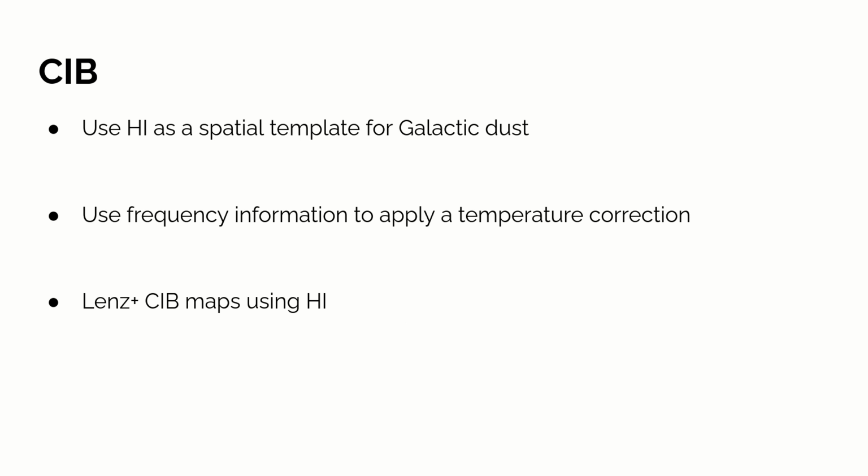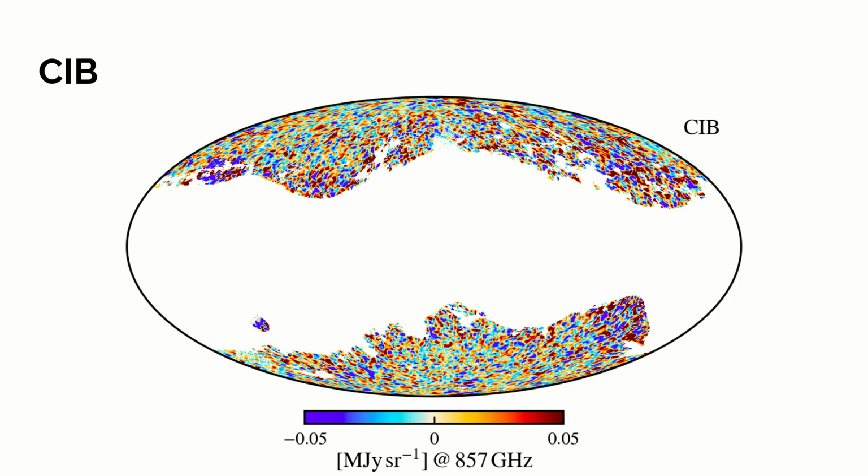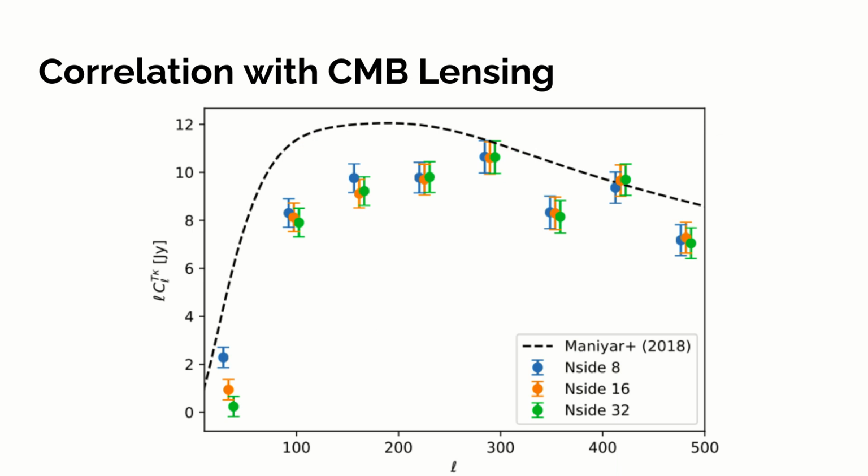We could also use HI as a spatial template for galactic dust, and you can use that frequency information to apply a temperature correction. Lenz Plus has done this, I believe, in 2019, making CIB maps using this HI correlation, which we see here. We also, from a cosmology perspective, can look at how the CIB correlates with CMB lensing, to see if there's a correlation between the lensing of the CMB and the power of the CIB, which is shown in this plot here.